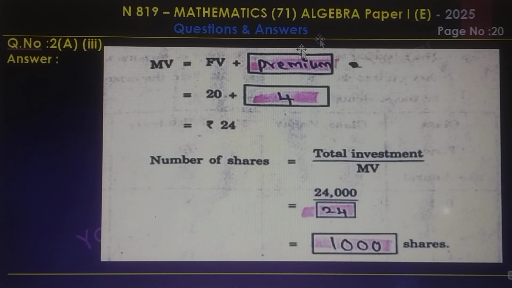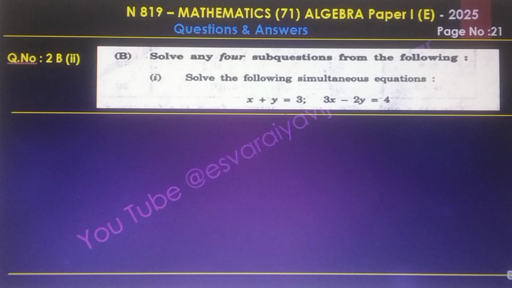That is the question. We know the MV equal to FV plus premium. So FV equal to 20 and premium equals 4, we are getting 24. The number of shares is equal to total investment upon MV. So 24,000 divided by 24, we are getting 1000 shares. That is the answer.